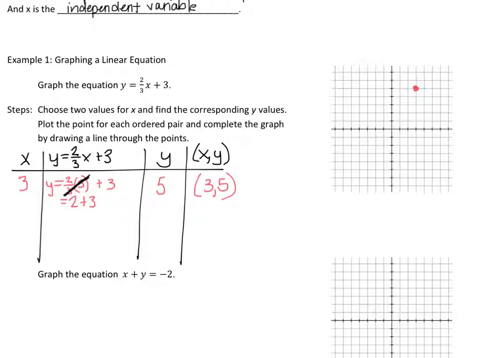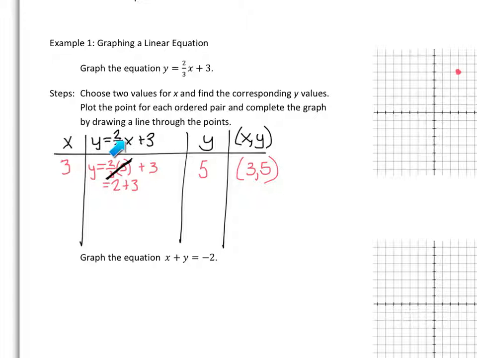Oh, sorry. All right, what is another number we can plug in? 6. 6 will work. So if we plug in 6, so y equals 2 over 3 times 6 plus 3. When the 3 cancels with the 6, what's left up top? 2. So we have 2 times 2, which is 4 plus 3. So our point is 6, 7.